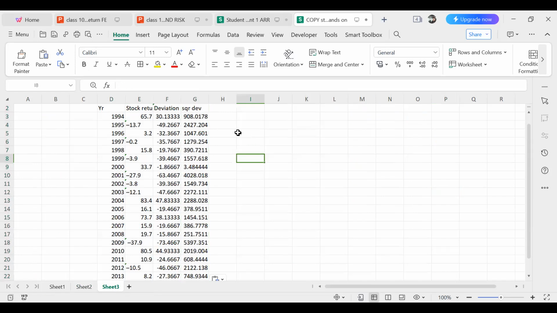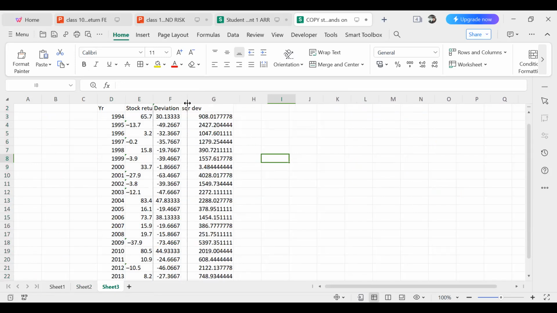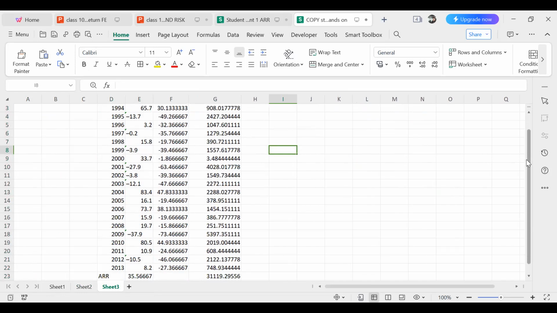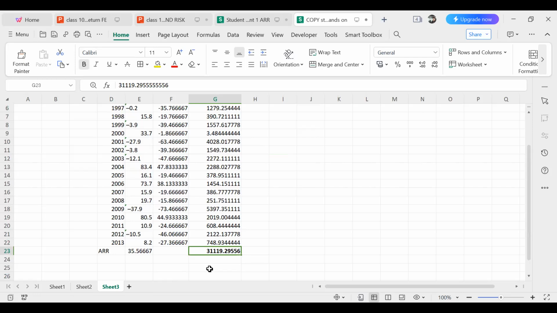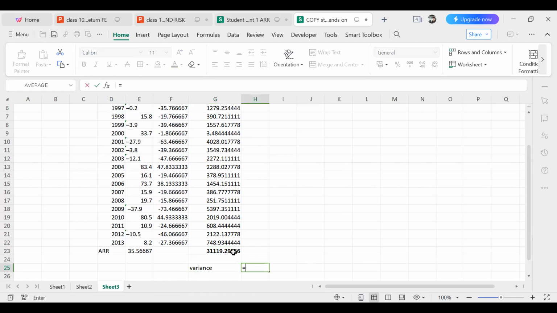Can you see this Excel sheet of mine? Yes, ma'am. If you just square the deviation, your answer is this: 31,119. If you are getting this, it is only the deviation part, when subtracting from 35.57, that is showing some problem because the negative signs are there. So for the variance, you are simply dividing this by the number of years minus 1.